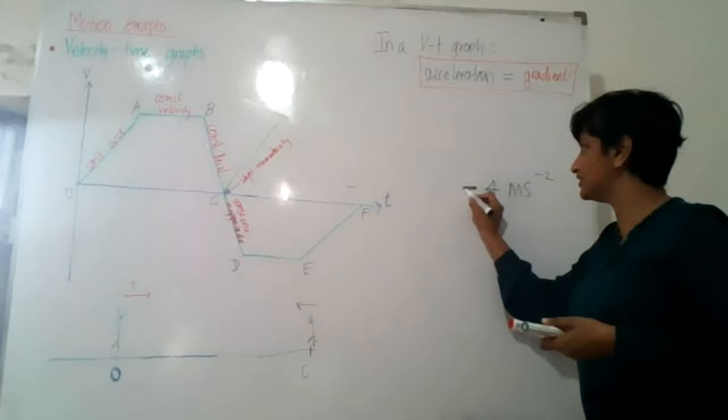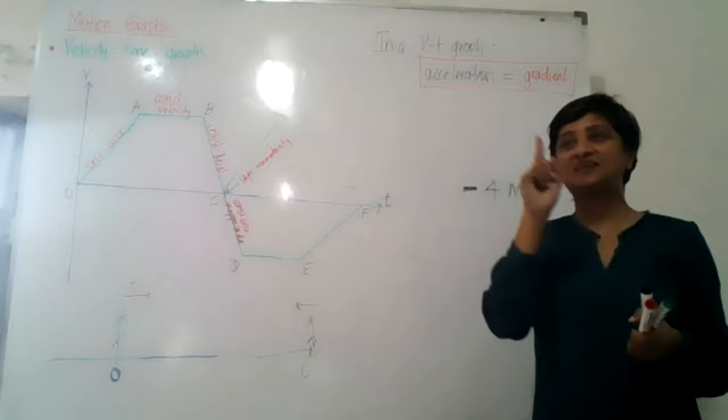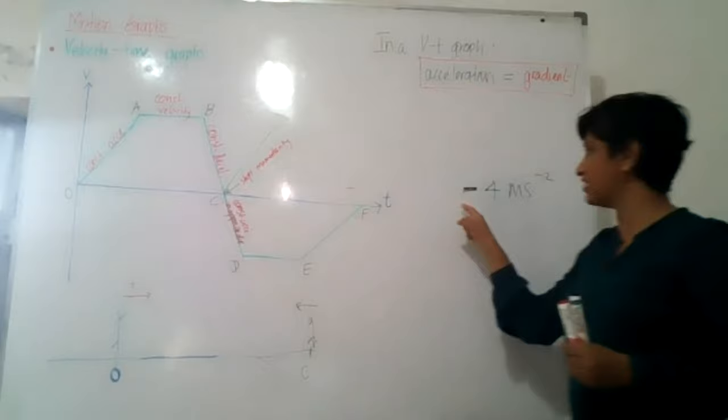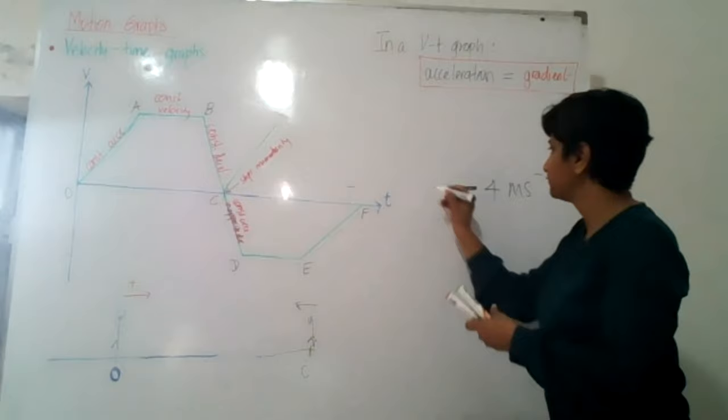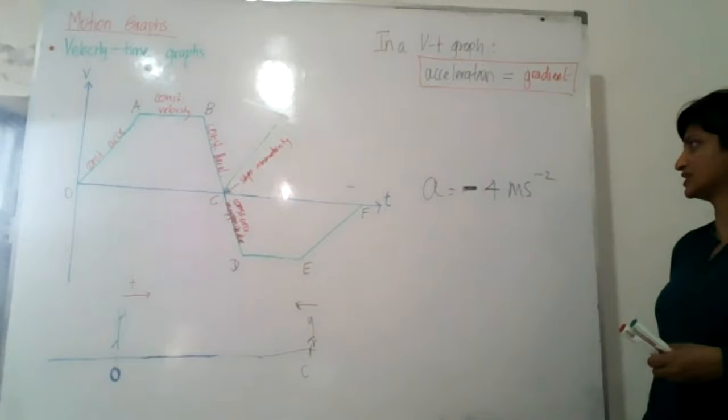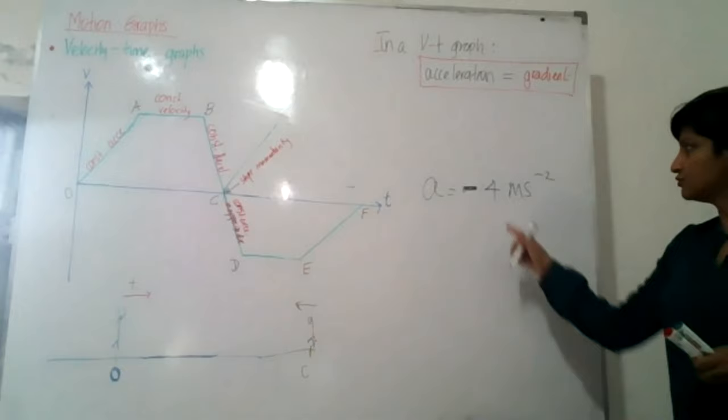It's negative. So, are these two the same? How do we know? From the graph we can say, but from the value you don't know. If I just give you this value, negative 4 meters per second squared, how would you interpret this negative sign?